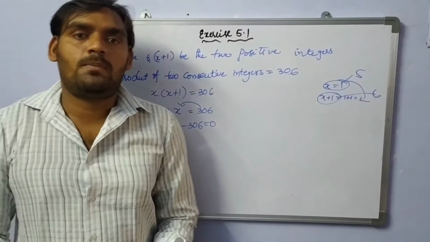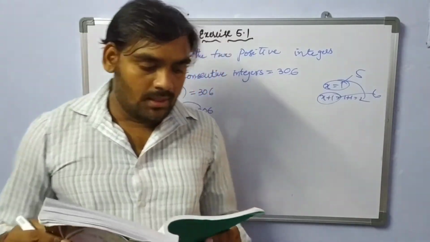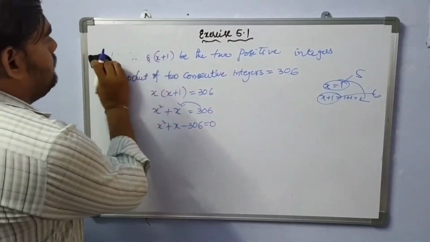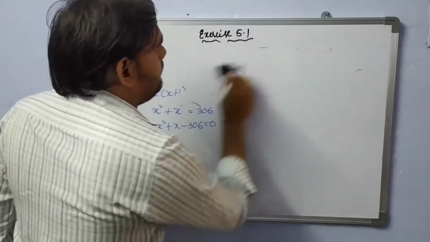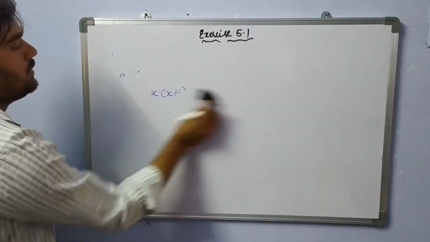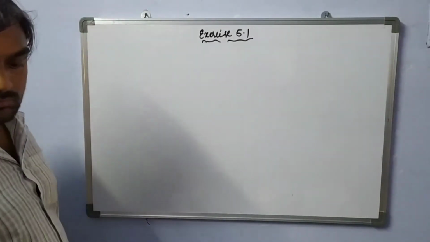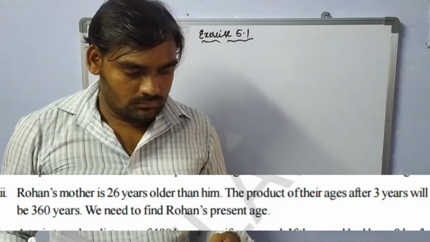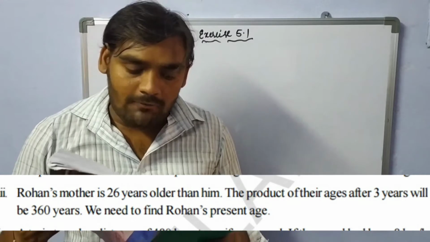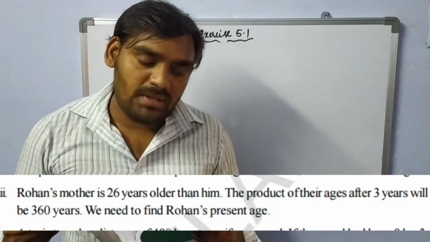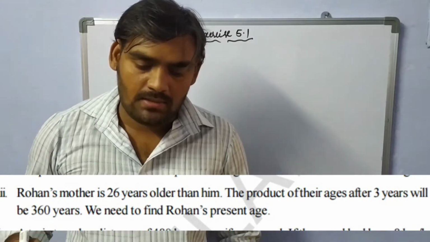Okay, next one, another problem, another situation we are going to write in the form of a quadratic equation. Rohan's mother is 26 years older than him. The product of their ages after 3 years will be 360. We need to find Rohan's present age.